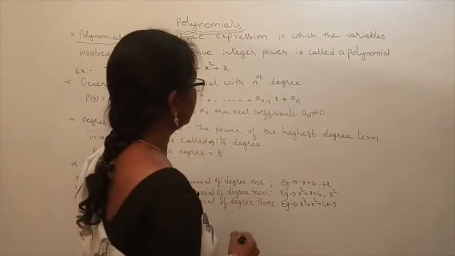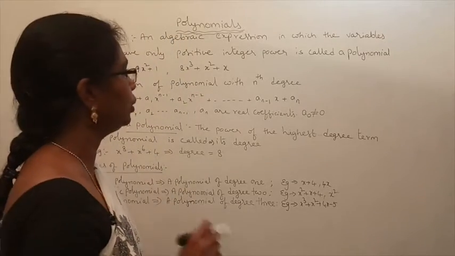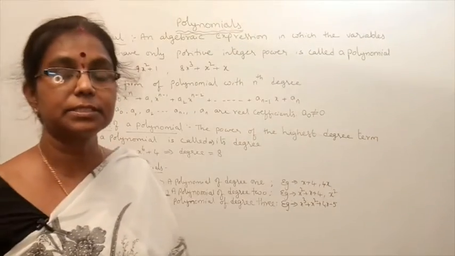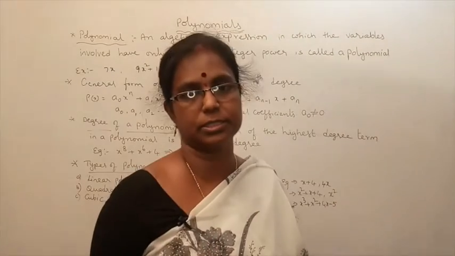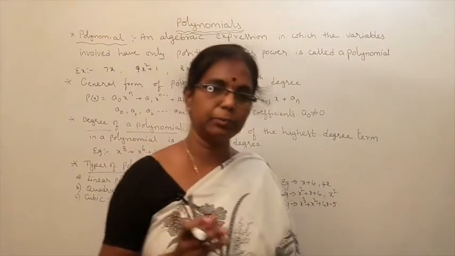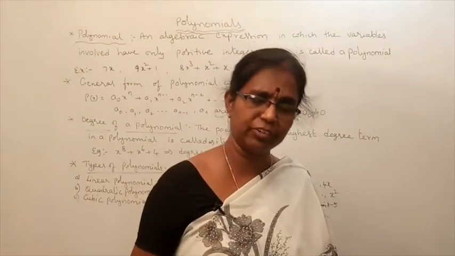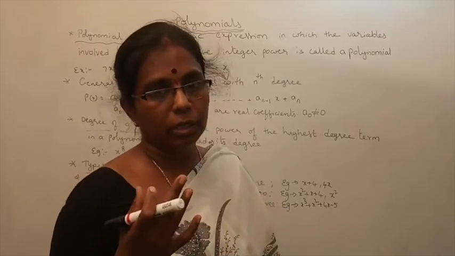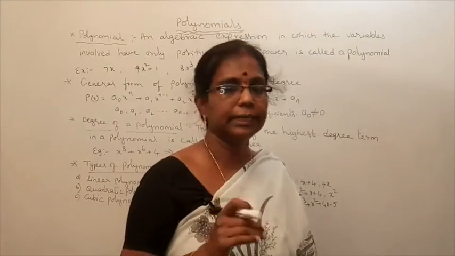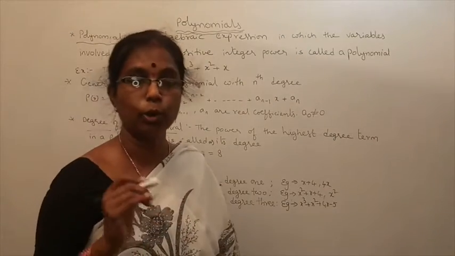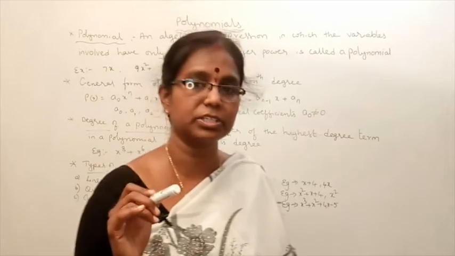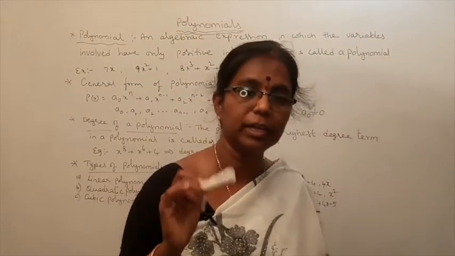Hi children, today we are going to learn the third chapter, polynomials. What are polynomials? Polynomials means a combination of terms and constants. What are terms? Terms means the product of a variable and a constant, or only a variable, or a simple constant is also a term. Constant means only numbers. It never changes. The value of a constant never changes, but variable values will change.